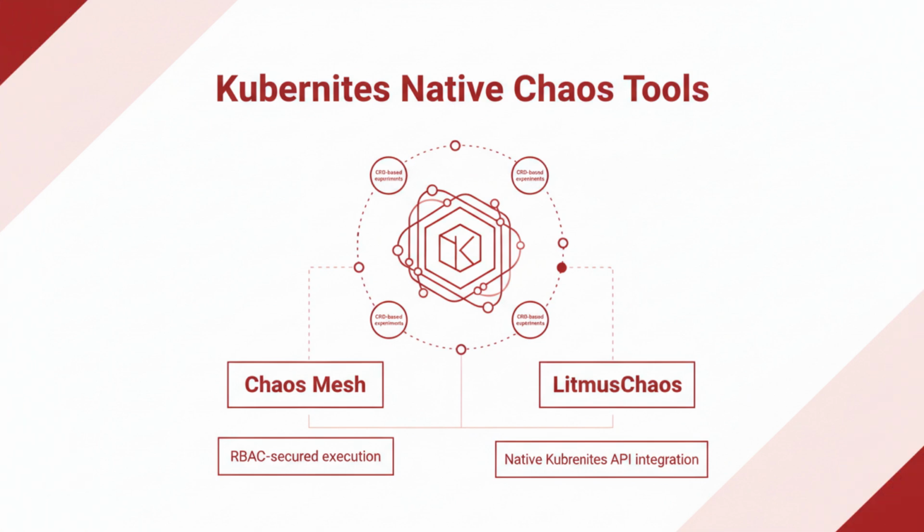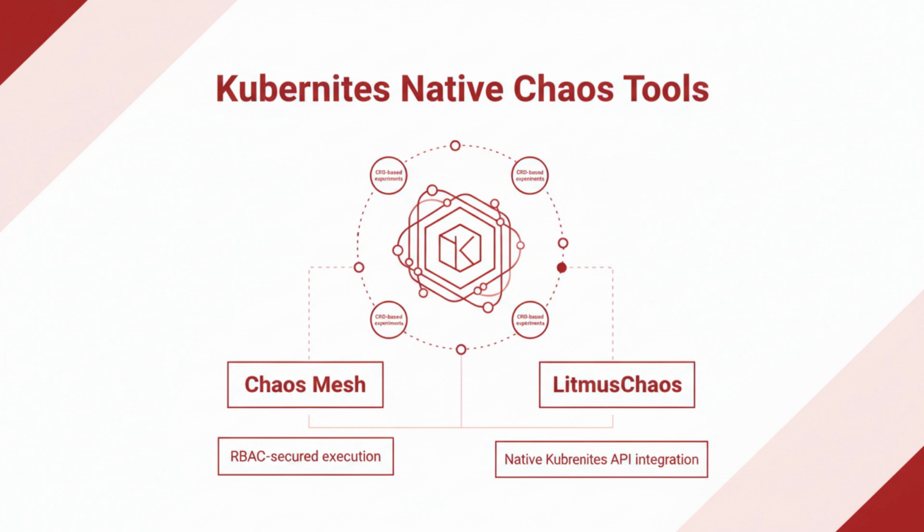The Kubernetes ecosystem offers several powerful tools for chaos injection, primarily using custom resource definitions, or CRDs. Chaos Mesh and LitmusChaos are two leading open-source frameworks that provide a wide array of experiment types, from network latency to pod killing. These tools integrate directly with the Kubernetes API, allowing us to manage chaos experiments just like any other K8s resource. By using these native tools, we can leverage RBAC and other security features to ensure that chaos experiments are executed safely and transparently.